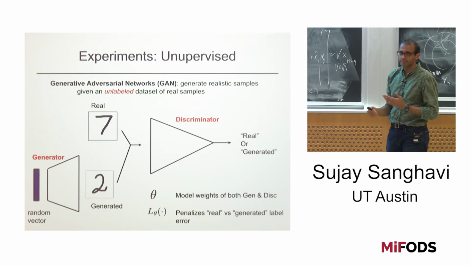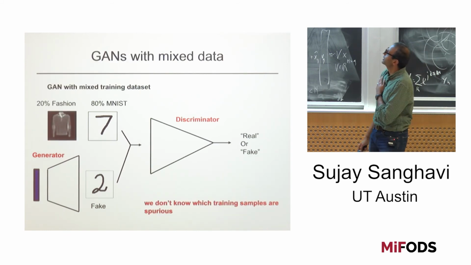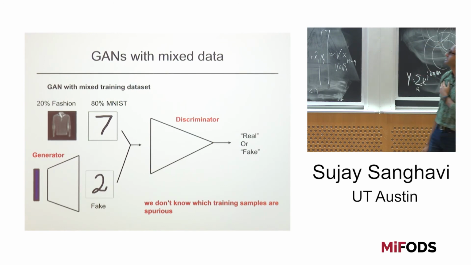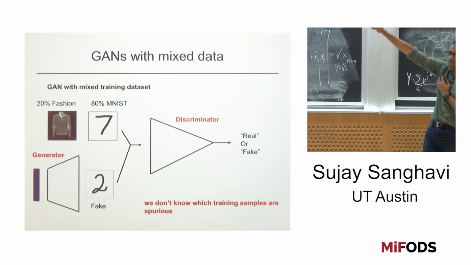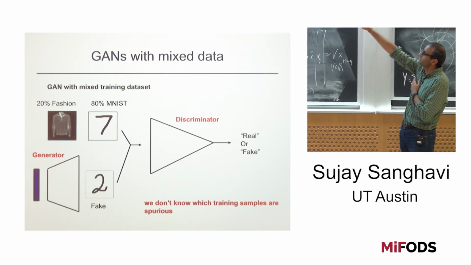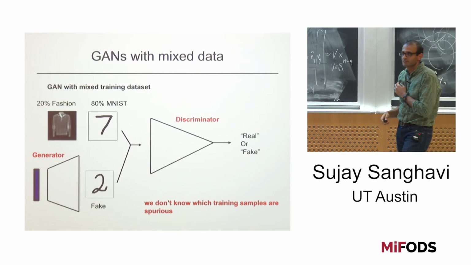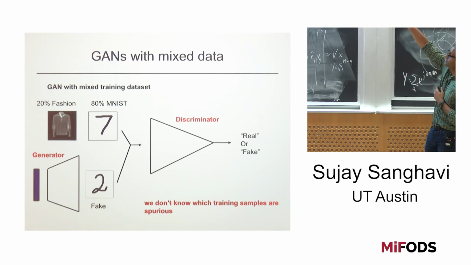All right, so this is how GANs are trained. Now with a mixed or spurious sample training set, what I mean is that what I think is real is actually mixed. So I have 80% of my samples actually being handwritten digits and 20% being this fashion data set. But I think everything is real, and I follow the same procedure.